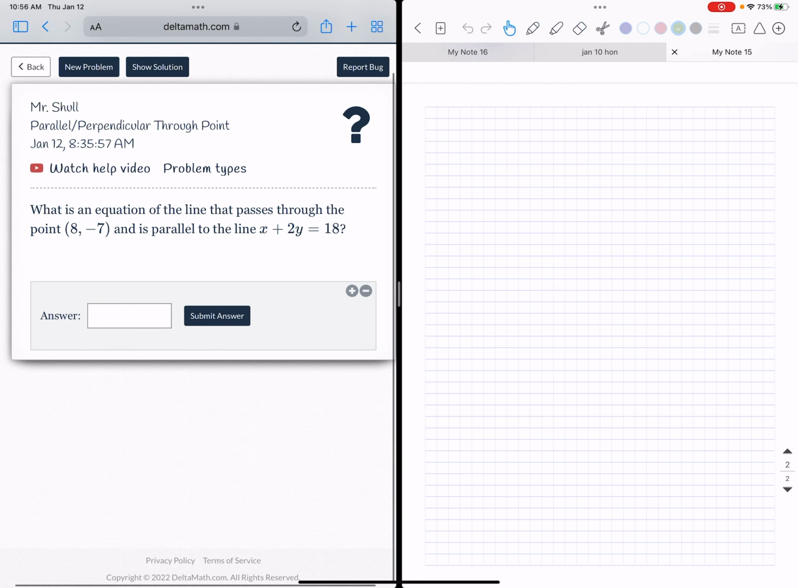Okay, guys. These ones are pretty tough. There's a few skills involved here. Okay, so I'm gonna look at this problem on the left. x plus 2y equals 18.